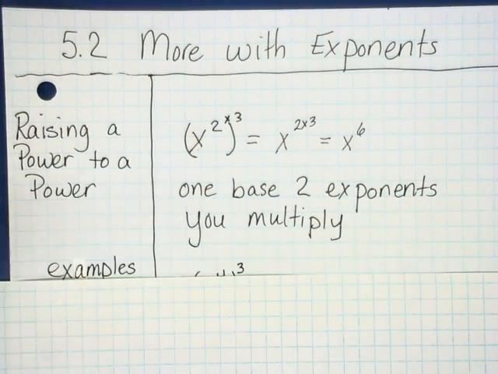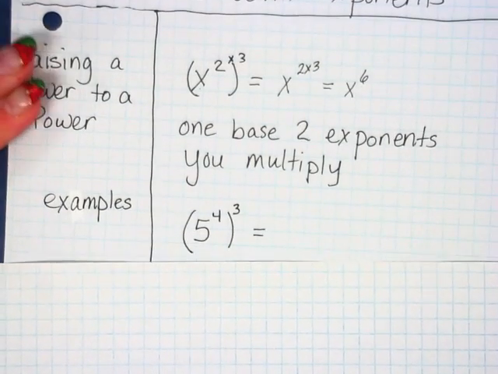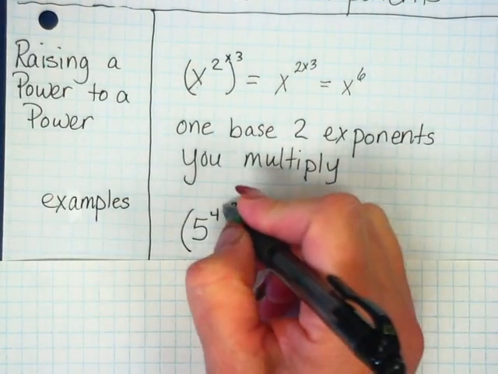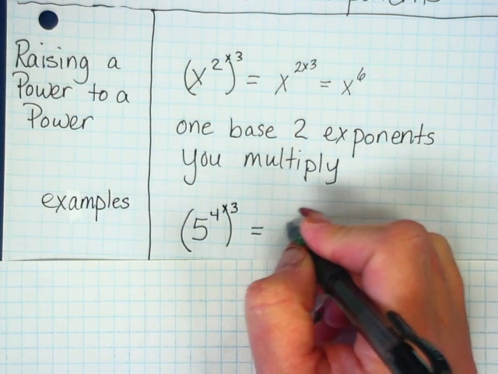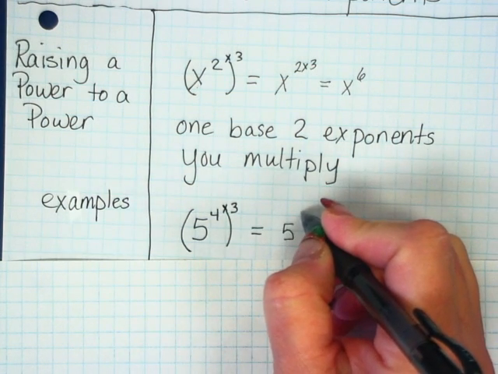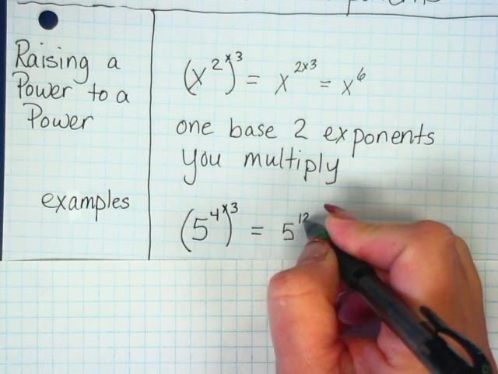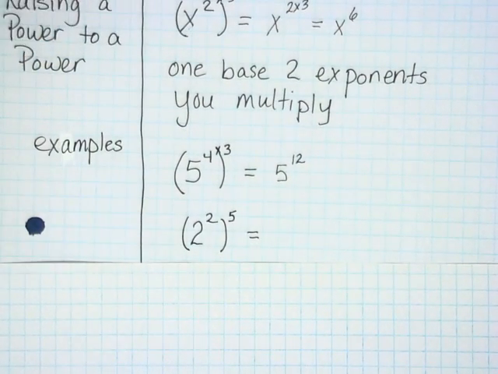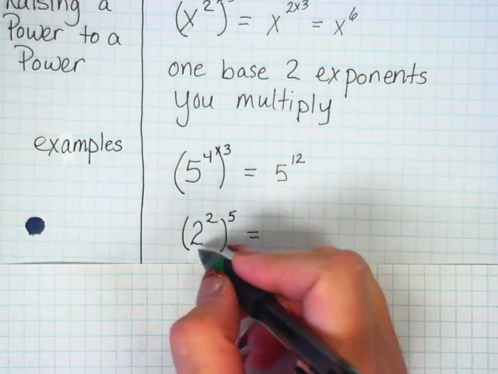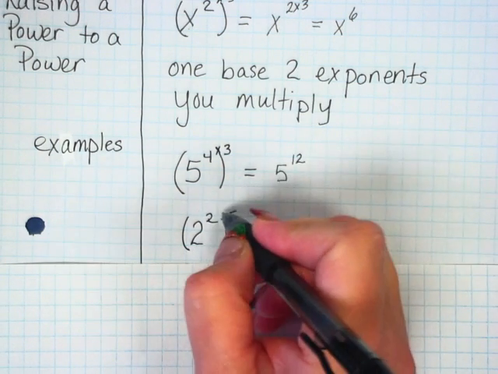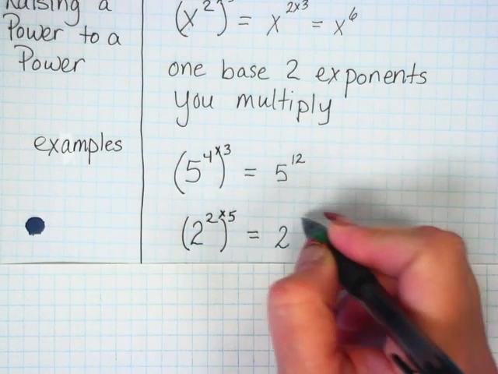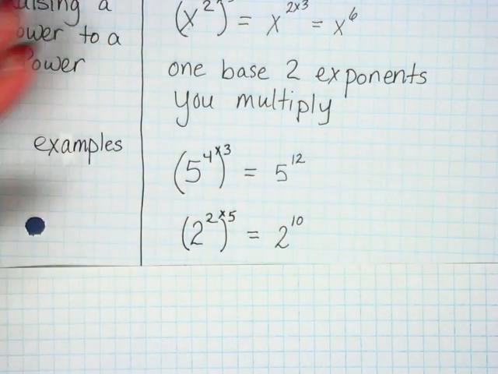Let's do a couple of examples. So here we have 5 to the 4th raised to the 3rd. You multiply your exponents. 4 times 3 is 12. Looking at 2 to the 2nd power raised to the 5th power. One base, two exponents, we multiply. 2 times 5 is 10.